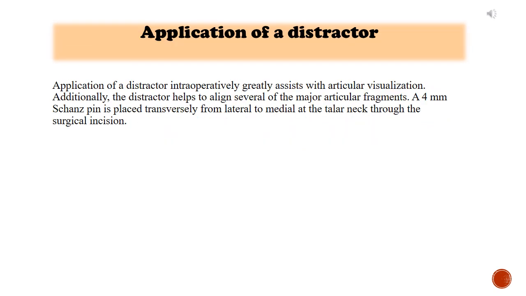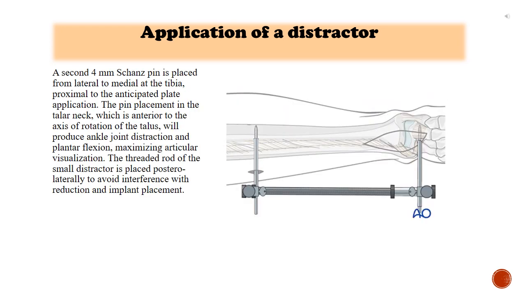Application of a distractor intraoperatively greatly assists with articular visualization. Additionally, the distractor helps to align several of the major articular fragments. A 4 mm Schanz pin is placed transversely from lateral to medial at the talar neck through the surgical incision. A second 4 mm Schanz pin is placed from lateral to medial at the tibia, proximal to the anticipated plate application. The pin placement in the talar neck, which is anterior to the axis of rotation of the talus, will produce ankle joint distraction and plantar flexion, maximizing articular visualization.